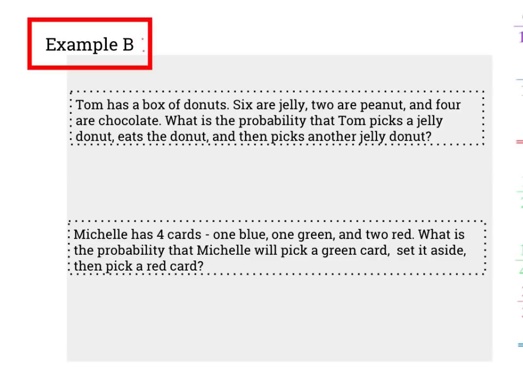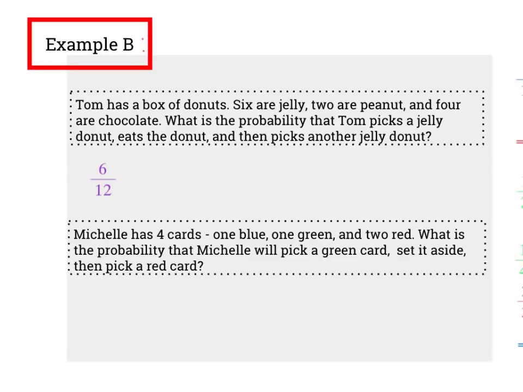So let's take a look. We've got 6 of the 12 donuts are jelly. So I'm going to write that as 6 out of 12. Now again, I could reduce that ahead of time, but I'm going to just leave it as 6 out of 12 so that I know we're talking about 12 total donuts in the box, and 6 of them are jelly.